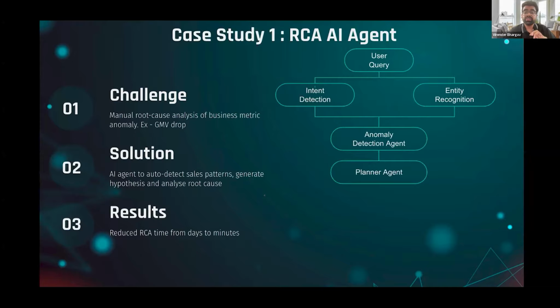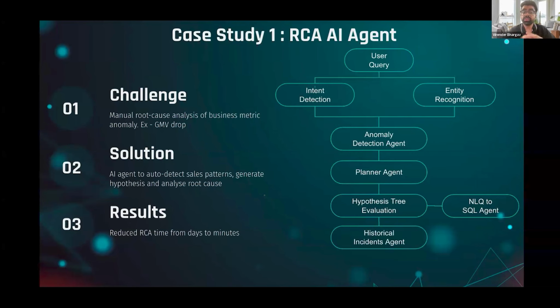The core of the solution is the hypothesis tree evaluator agent, which uses an NLQ to SQL agent to form queries from the NLQ, fire them on top of the data platform, fetch the exact data, and then do a hypothesis evaluation, saying whether this hypothesis holds true or not. Once the root cause is identified, a historical incident agent would check, have I seen this incident sometime before, or find possible remediation actions that can be taken. And finally, a comprehensive root cause report is generated and shown.